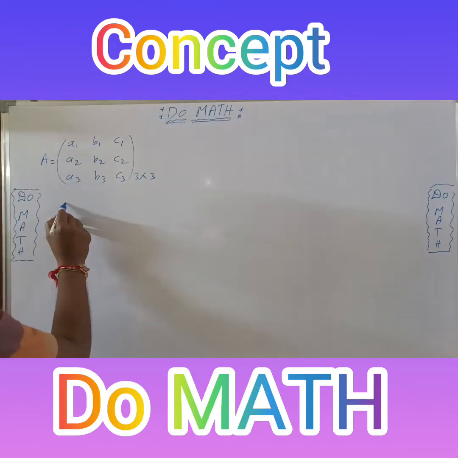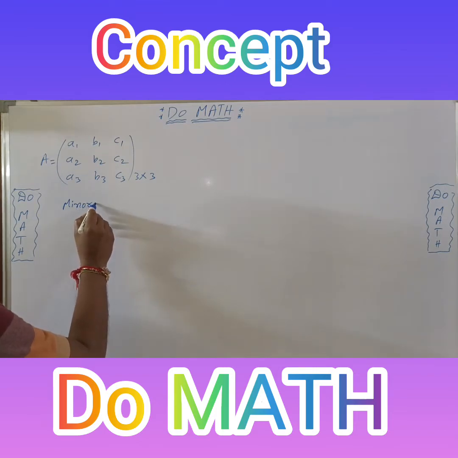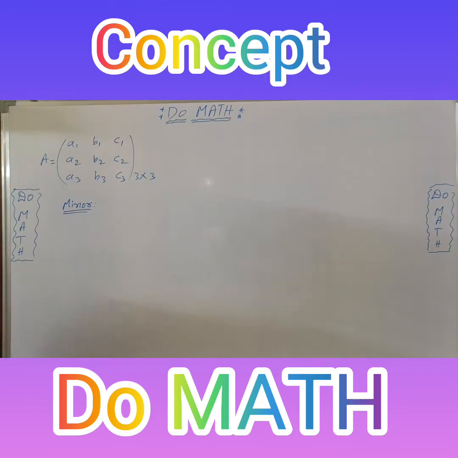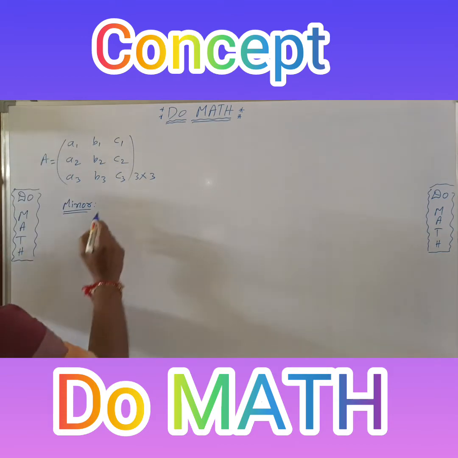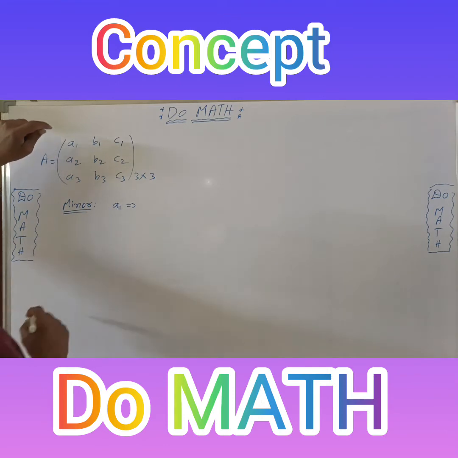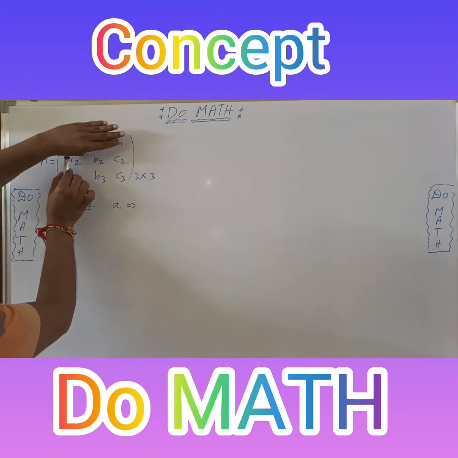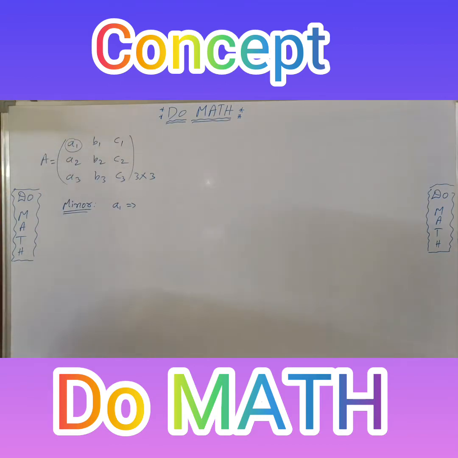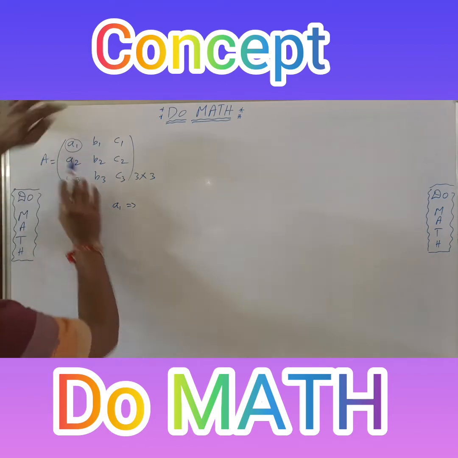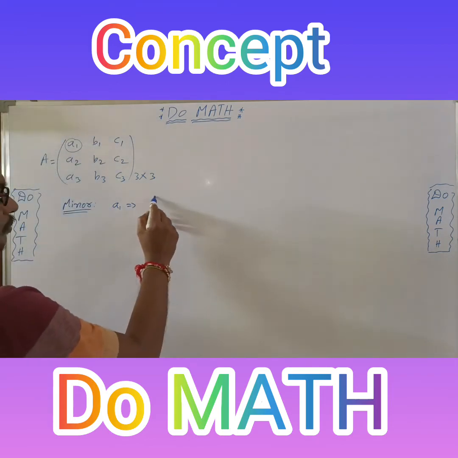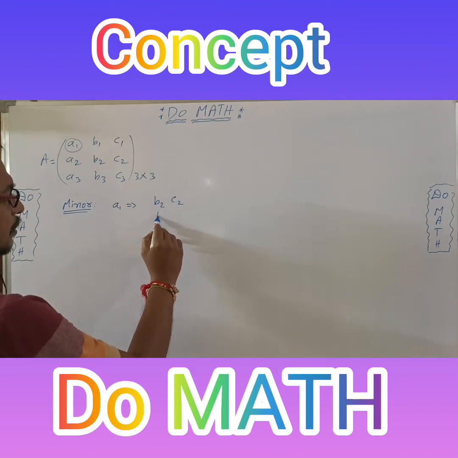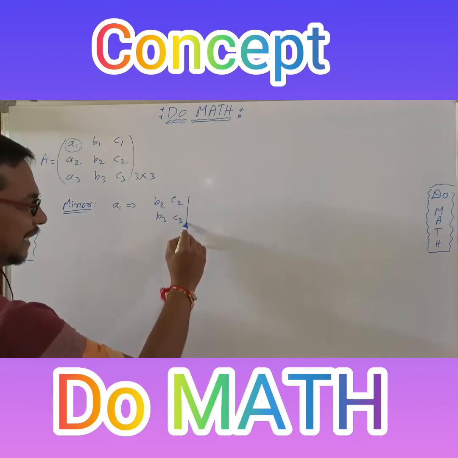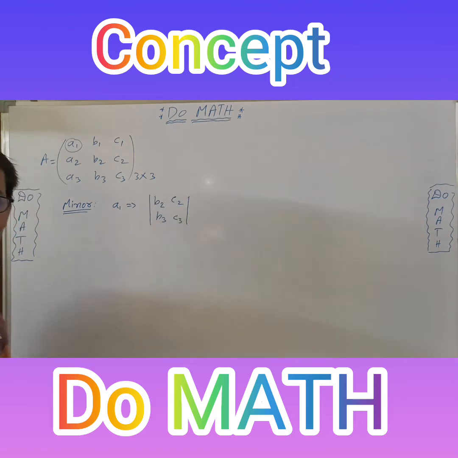First of all, I can discuss the minor. Minor means we have 9 minors, so every element has a minor. Suppose I find the minor of A1. You eliminate the row and column in which the element is present. So eliminate the row and column in which A1 is present, that means the first row and first column. So we have a 2 by 2 matrix, B2 C2 and B3 C3. The determinant of the 2 by 2 matrix is called the minor. So this is the minor of an element.